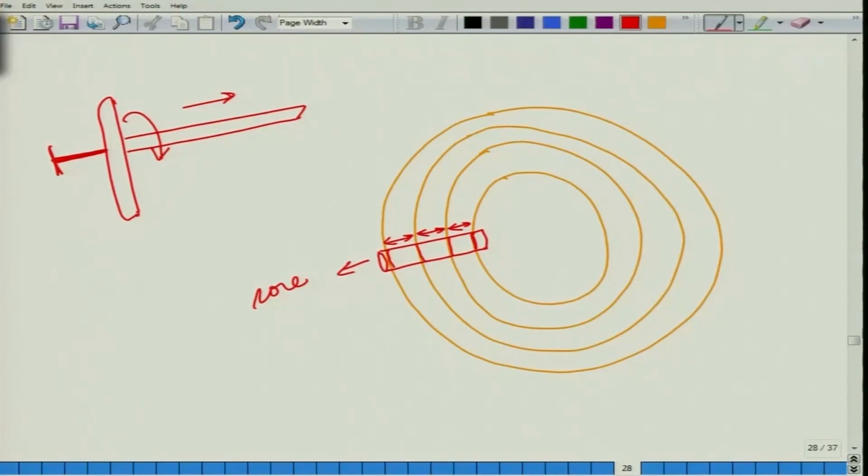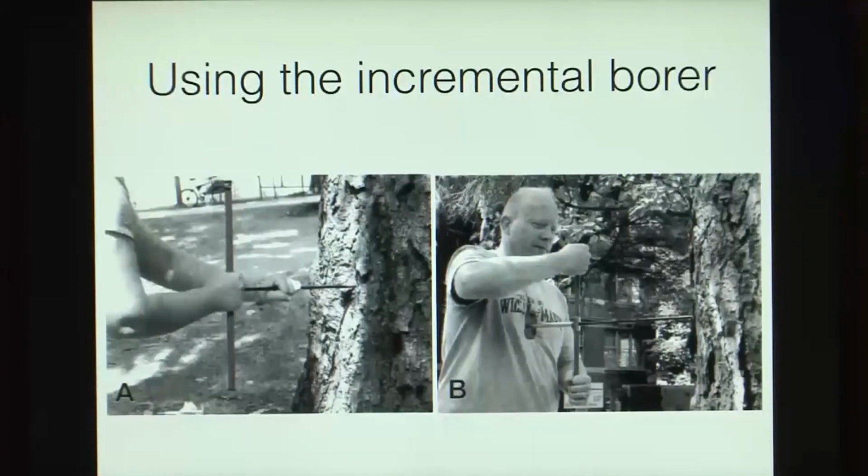Now, if you move back to the slide, in the right hand side picture you can see that this person has this aid against his chest, and he is leaning towards the tree in question to apply that pressure, so that the auger is not only able to rotate on its axis, but is also able to penetrate inside the tree. So, the increment borer is an instrument that we use to take the core out for its study in the science known as dendrochronology.